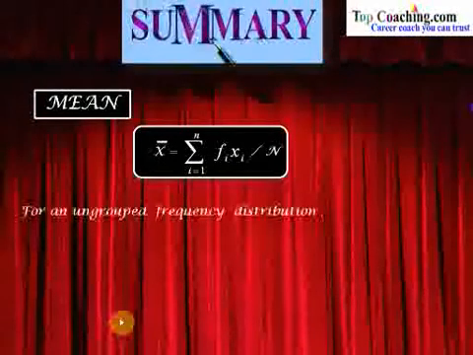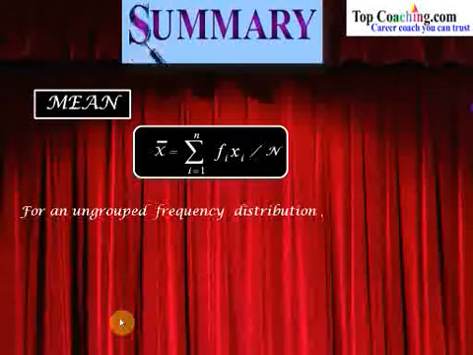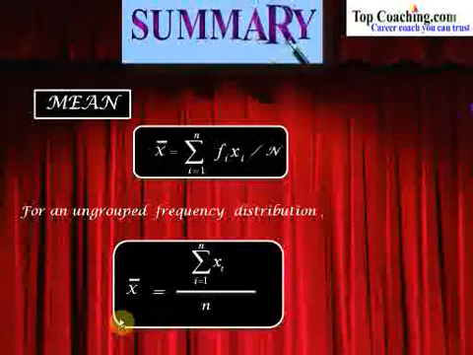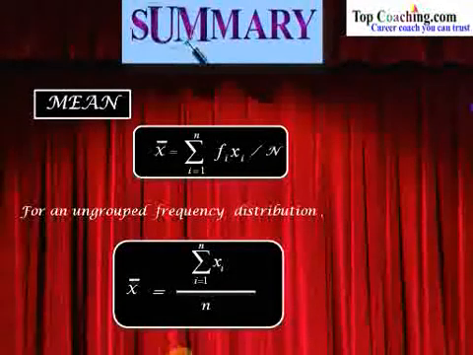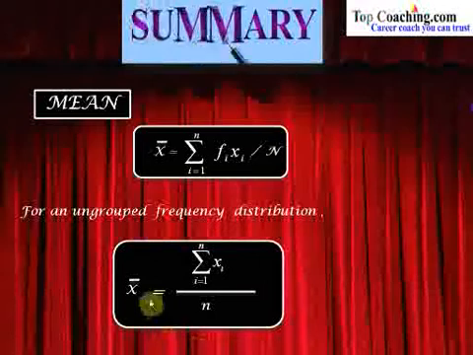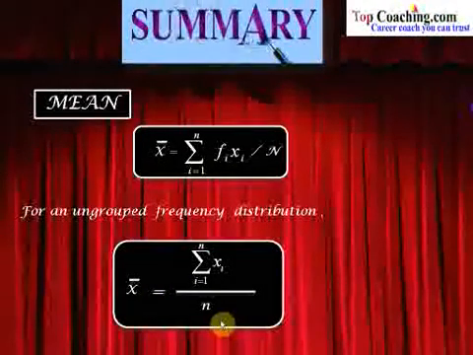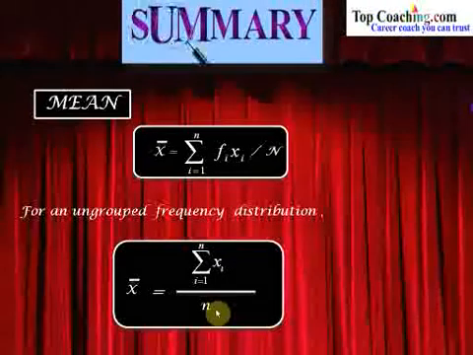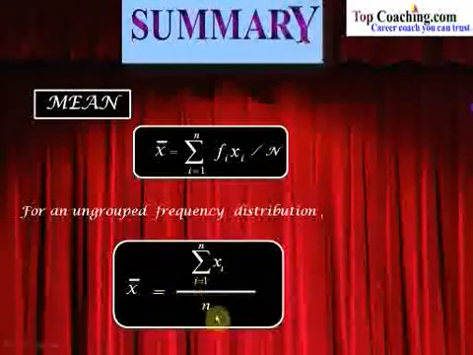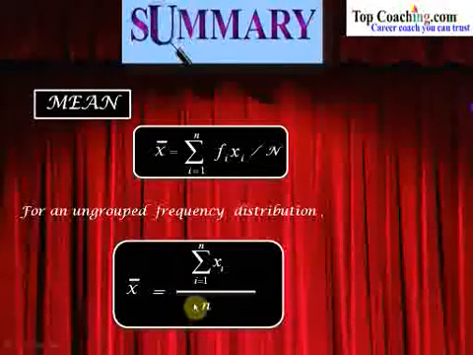Now, if we talk about the mean of an ungrouped data, or we can say ungrouped frequency distribution, we have the formula x bar equals sigma xi divided by n. In this case, the symbol sigma xi denotes the sum of x1 plus x2 plus x3 up to xn, where small n is the total number of values or terms given in the series.